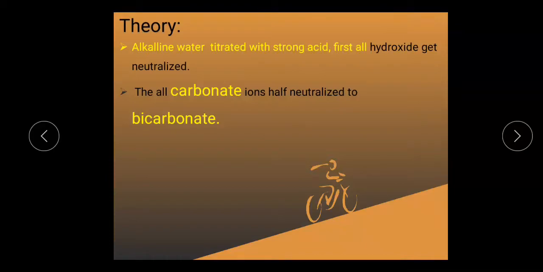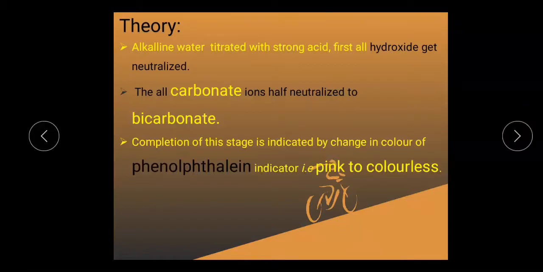When all the hydroxide is neutralized, after that all carbonate ions are half neutralized to bicarbonate, and after that only bicarbonate ions along with some quantity of carbonates are present in the solution. Completion of this stage is indicated by a change in the color of the solution. And which indicator is used? Phenolphthalein is the indicator used for this titration.